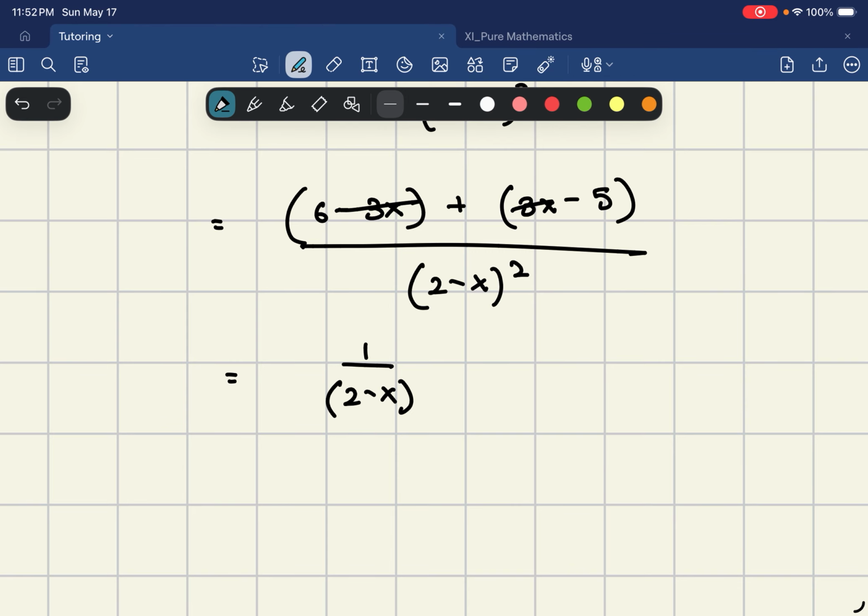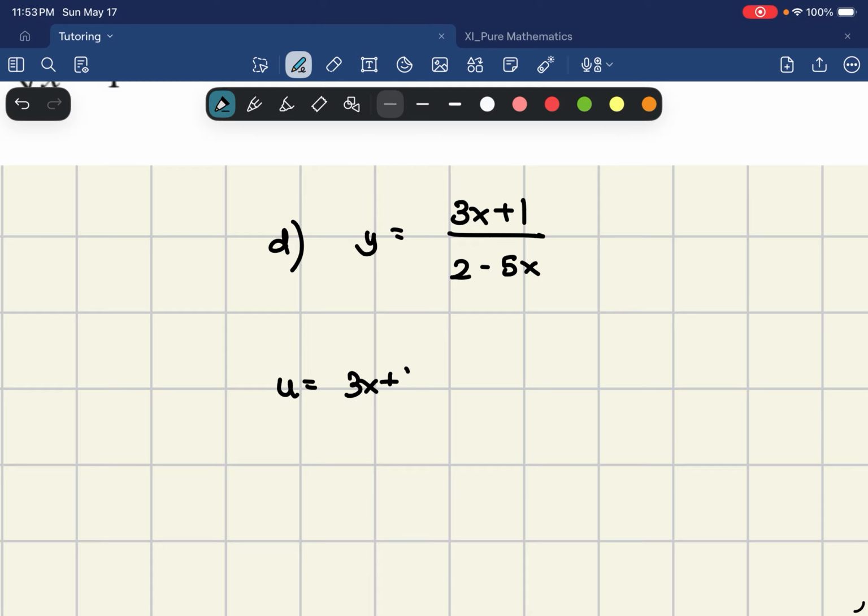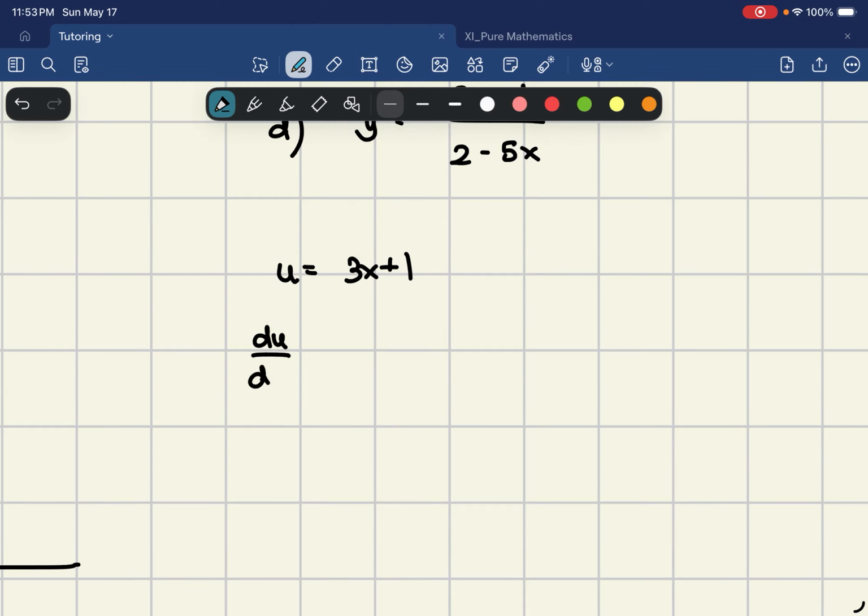Alright, so now let's do D. D is 3x plus 1 divided by 2 minus 5x, and this is y. So u is your numerator, and du by dx gives you 3 again, right? V is your denominator, 2 minus 5x. dv by dx, if you differentiate this, you're going to get minus 5, right? And v squared is just 2 minus 5x squared.